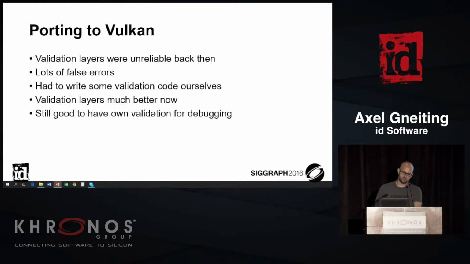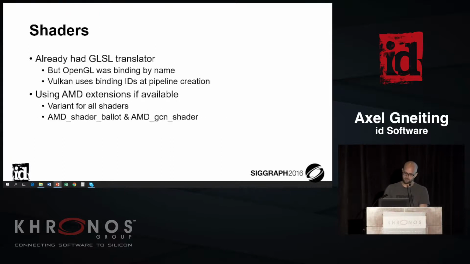What was also an issue was that the validation layers were actually quite unreliable back then. We had lots of false warnings, especially with multiple command buffers and image layouts. So we actually had to write our own validation stuff. But now, actually, the validation layers are quite good. I don't think we have any more false positives. So I guess you could just use those. But it's still good to have some own validation stuff because it might be easier for debugging.